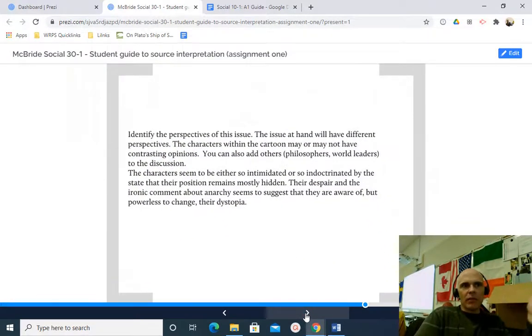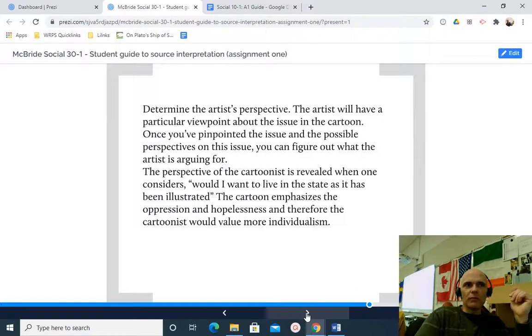Identify the perspective of this issue. The characters seem to be either so intimidated or so indoctrinated by the state that their position remains mostly hidden. Their despair, and the ironic comment about anarchy, seems to suggest that they are aware of but powerless to change their dystopia.